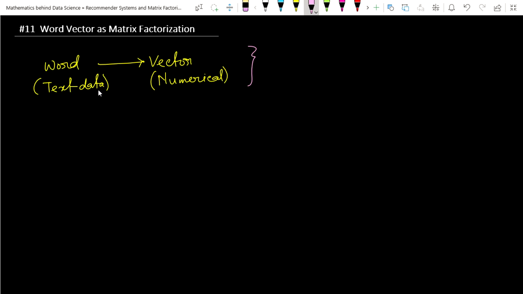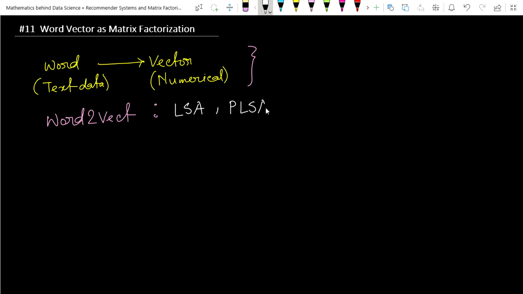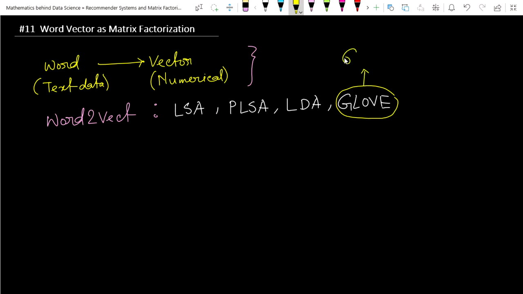There are lots of techniques to convert word data to vectors, in simple terms word to vec. The most popular ones are the LSA technique, PLSA technique, LDA technique, and GloVe technique. The name GloVe stands for global vector, because of this reason the name is coming, global vector.